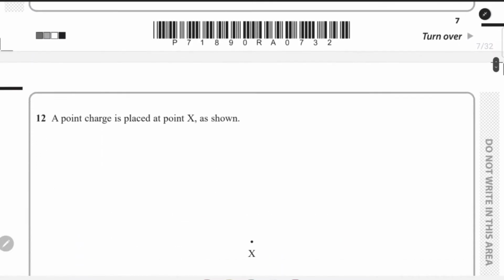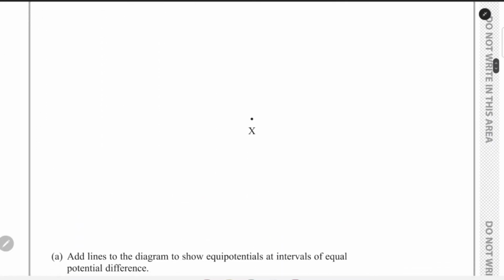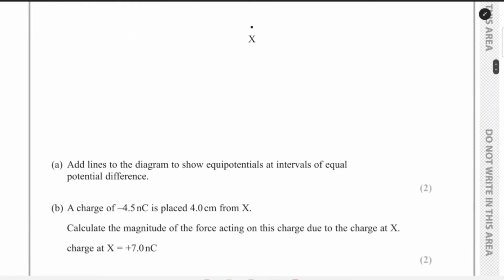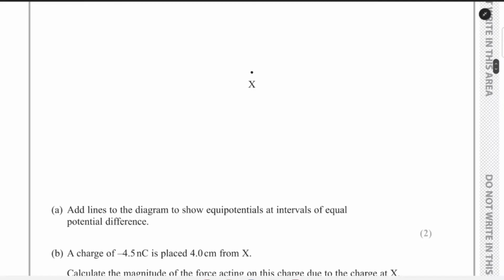Now moving on to question 12, we are given a point charge placed at X, and we have to add lines to show equipotentials of equal potential difference. So they will be spheres. Since we have a 2D surface, we cannot draw spheres, we'll draw circles, and the circles will have increasing radius. So this is the first equipotential line.